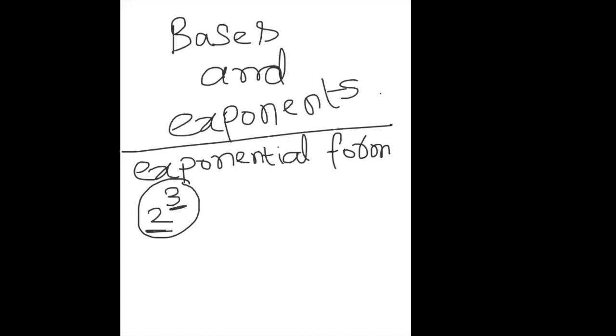Okay, so this number is called exponential form because it has a base and exponent. This number is 2 to the power 3. It is not the number 23. So what is the difference between these two? Can somebody raise your hand and tell me what is the difference between these two numbers? What is the difference that you are seeing? Gokul?